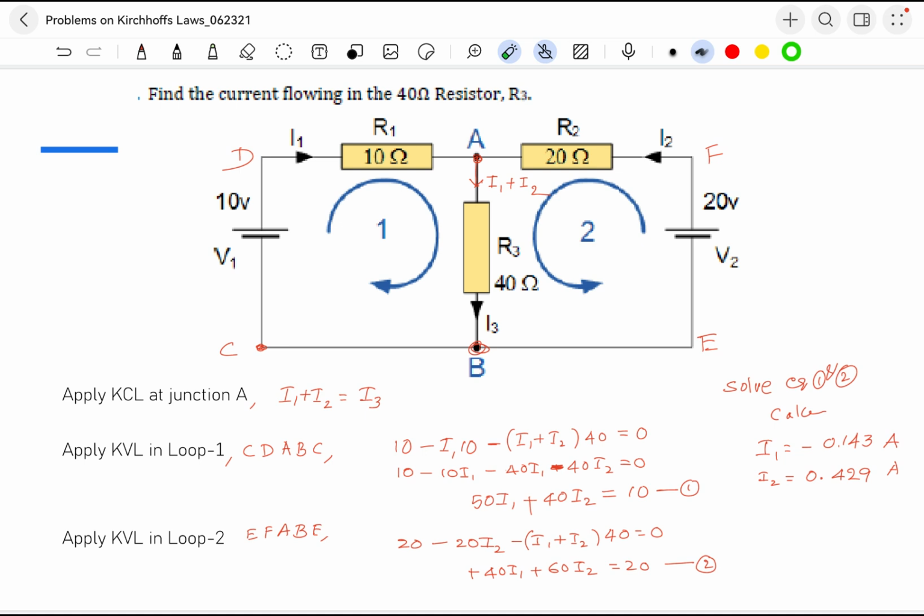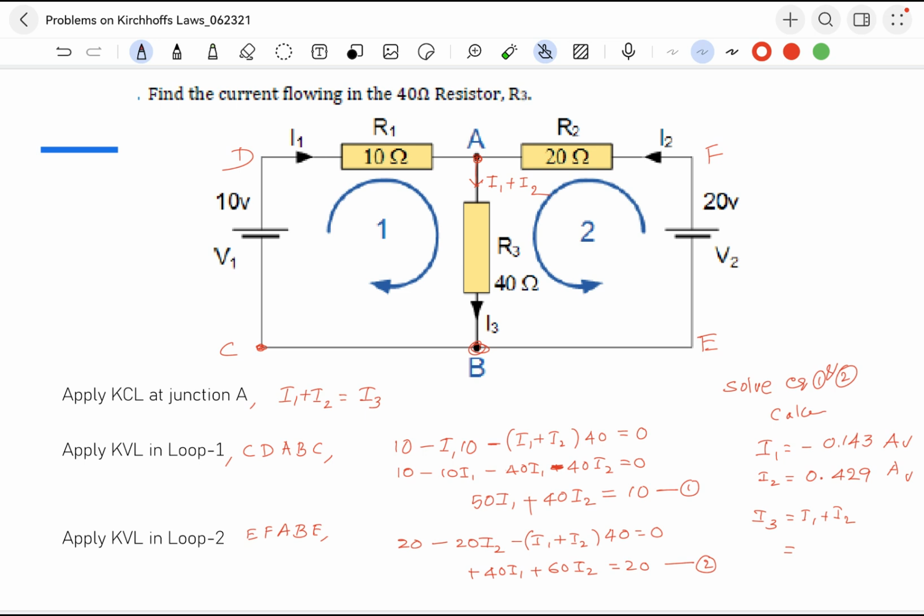Okay, what do we have to find? We have to find the current which is flowing in the 40 ohm resistor. So that is I3, we have to find I3. What is the formula for I3? I3 is equal to I1 plus I2. That's it. Come on, add these two, I1 and I2. How much do you get?